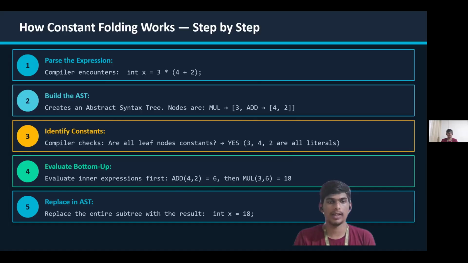Then it will evaluate from bottom to up. It will evaluate inner expressions first. So the inner expression would be the add of 4 and 2, which is 6, and then it will be multiplied with 3. So 6 multiplied by 3 is 18. Then the entire subtree is replaced in the abstract syntax tree with the result. It is now converted to x equals 18, which is the expression after constant folding. This decreases the size and improves the readability.